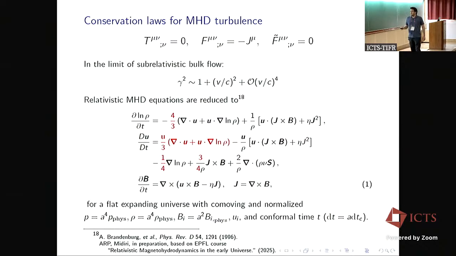And at the moment, we are preparing actually a review on these equations and extending them to the fully relativistic case that should be on the arXiv tomorrow or on Monday. So if you're interested, stay tuned. That's together with my PhD student, Antonio Midiri. So that will be ready. So if you want to have a look at that, you might be interested.